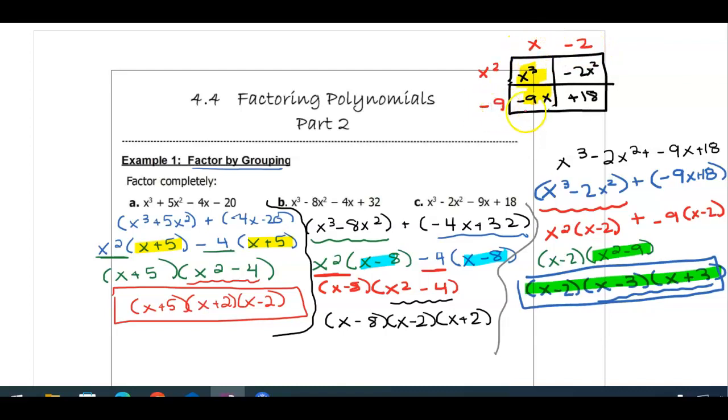This has to be a negative 9, and all is good. Negative 9 times negative 2 is positive 18. So if we put this in the box, what I would get is x minus 2 times x squared minus 9, which is right here. Okay, and then of course, this is a difference of squares, so we can go a step further and do x minus 2, then x minus 3, and x plus 3, and we would get the final answer.